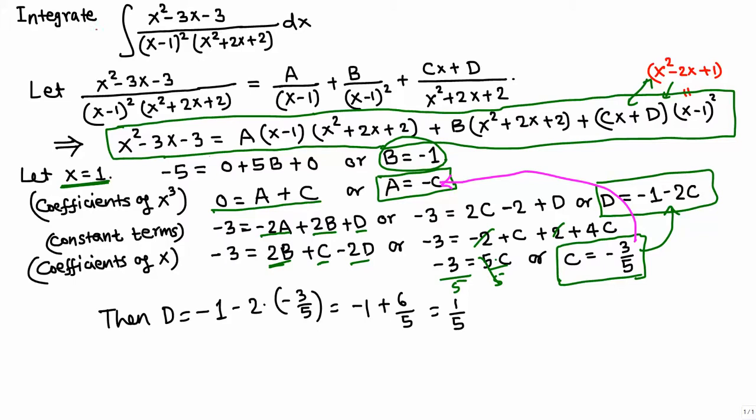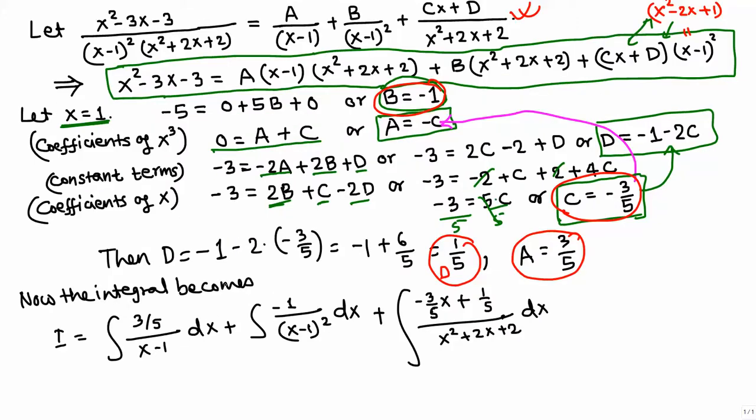And now let's plug in c here. We get a, and a equals negative c, so negative of negative 3/5, just positive 3/5. So thus we found the values. Here's b first, here's a, b, here's c, and here's d. D equals 1/5. Okay, that's d. Now we go back and plug these numbers into this equation here, then we can integrate.